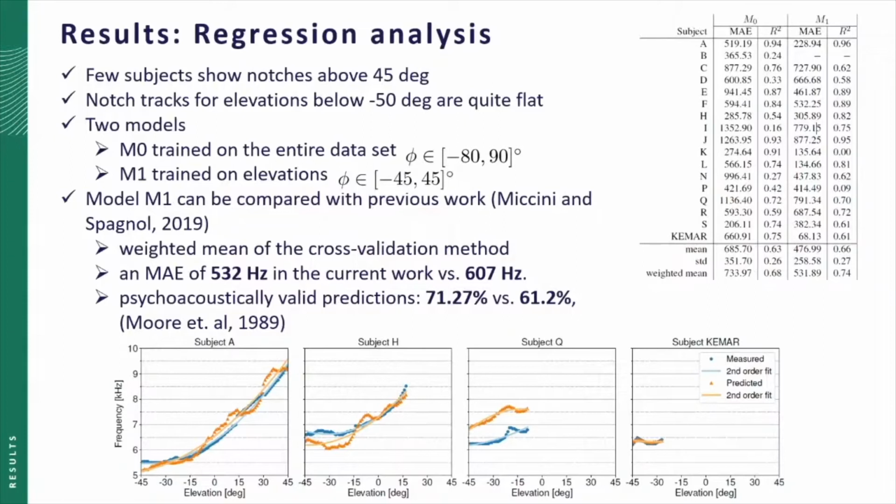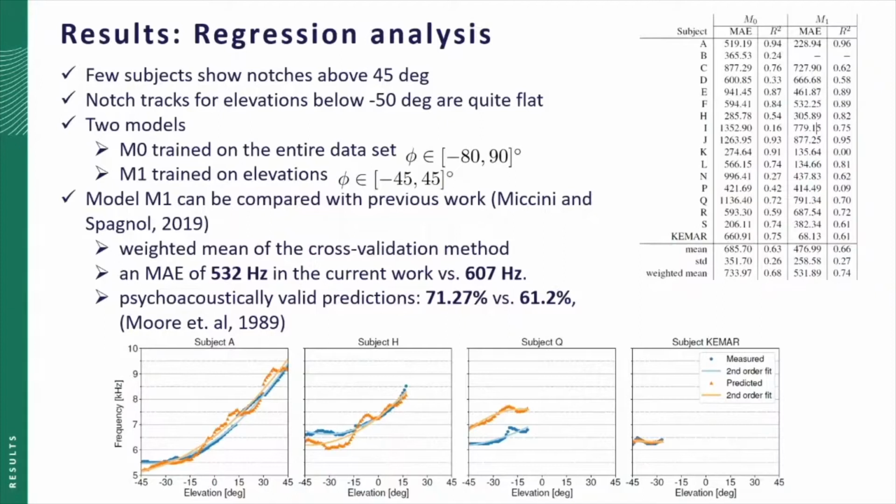It's more consistent with the evaluation carried out by Miccini and Spagnol. For our M1 model, we find a weighted mean of 532 Hz, which is a slight improvement to the 607 Hz found by Miccini and Spagnol.